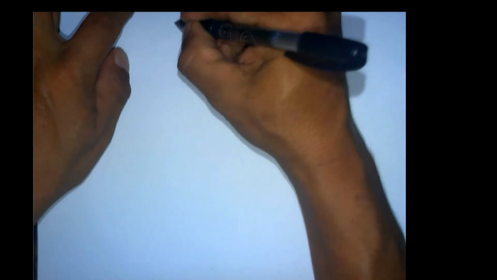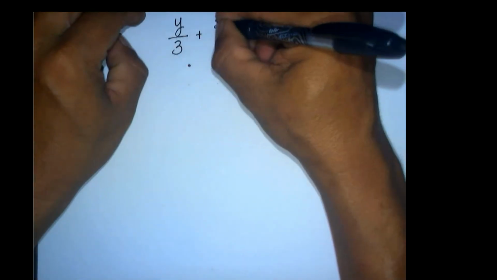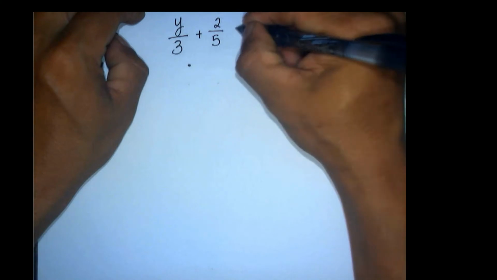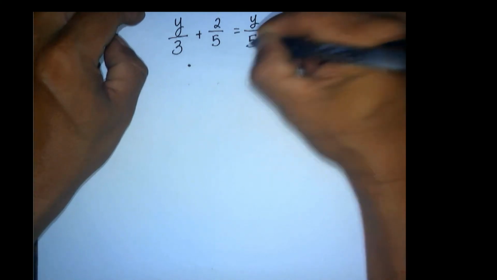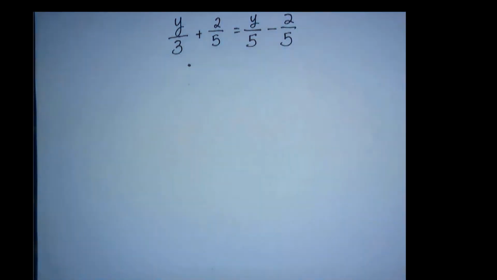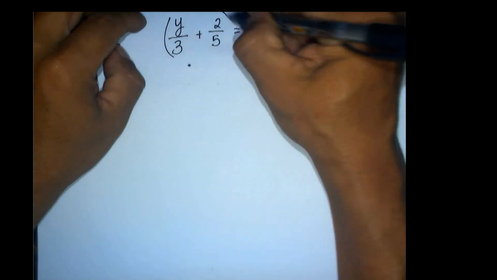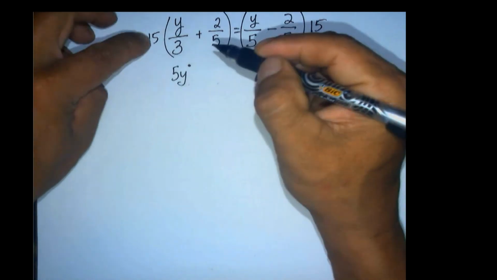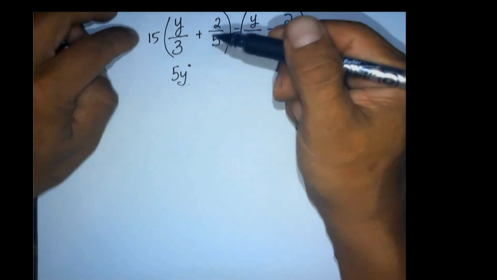Y over 3 plus 2/5 is equal to y divided by 5 minus 2/5. Okay, so I'm going to multiply everything by 15. Then I get 5y, because 15 divided by 3 is 5, and 5 times y is 5y.